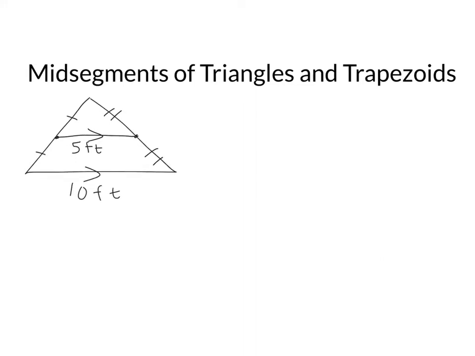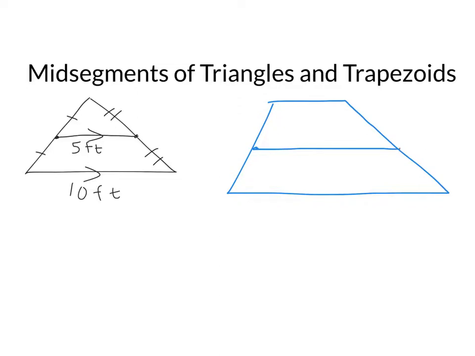Trapezoids. Mid-segments of a trapezoid. Well, kind of the same deal here. If I draw a trapezoid, it can be isosceles, it doesn't have to be isosceles. If I connect the midpoints of the two sides, then that is our mid-segment of the trapezoid. So same stuff follows here and here. Boom. It is parallel to the base. These guys are congruent. These guys are congruent.